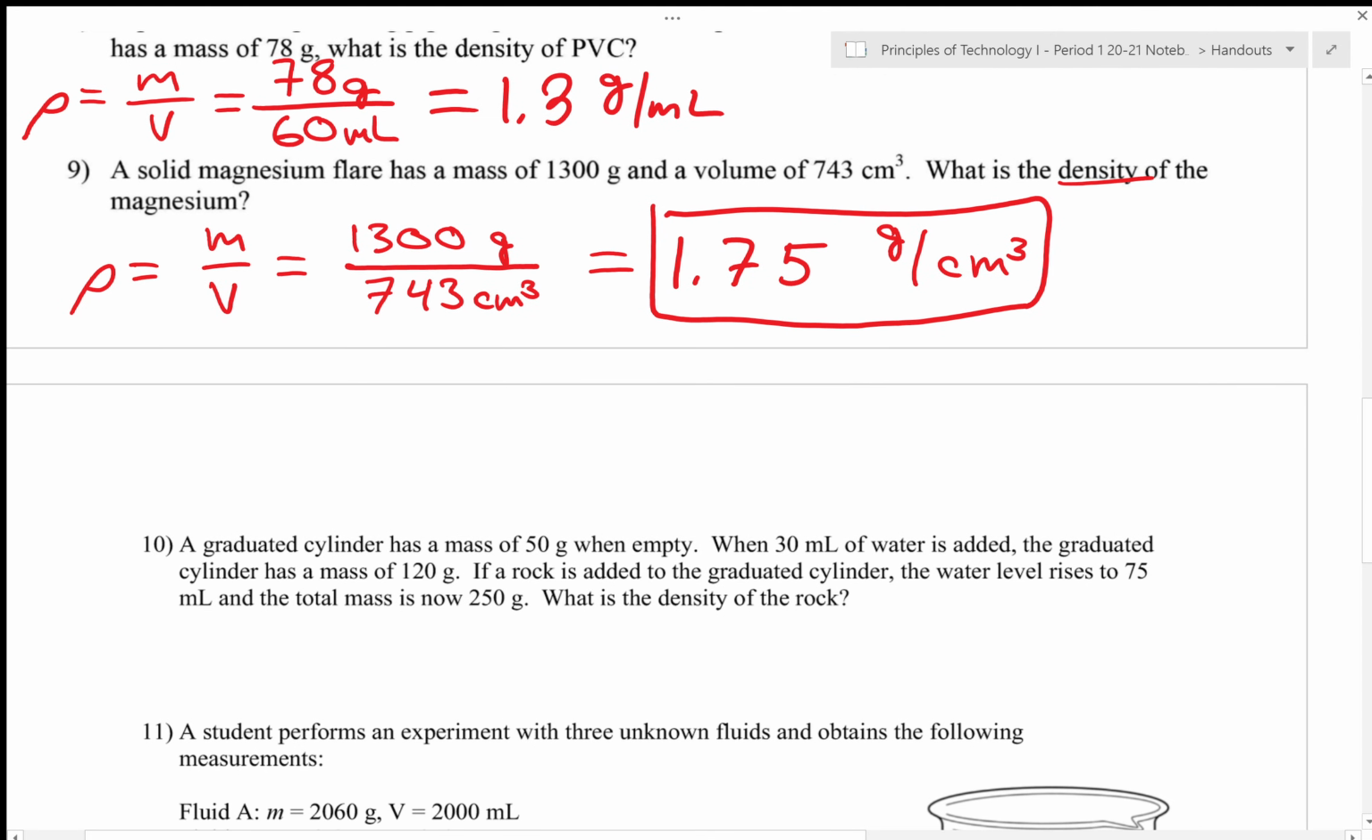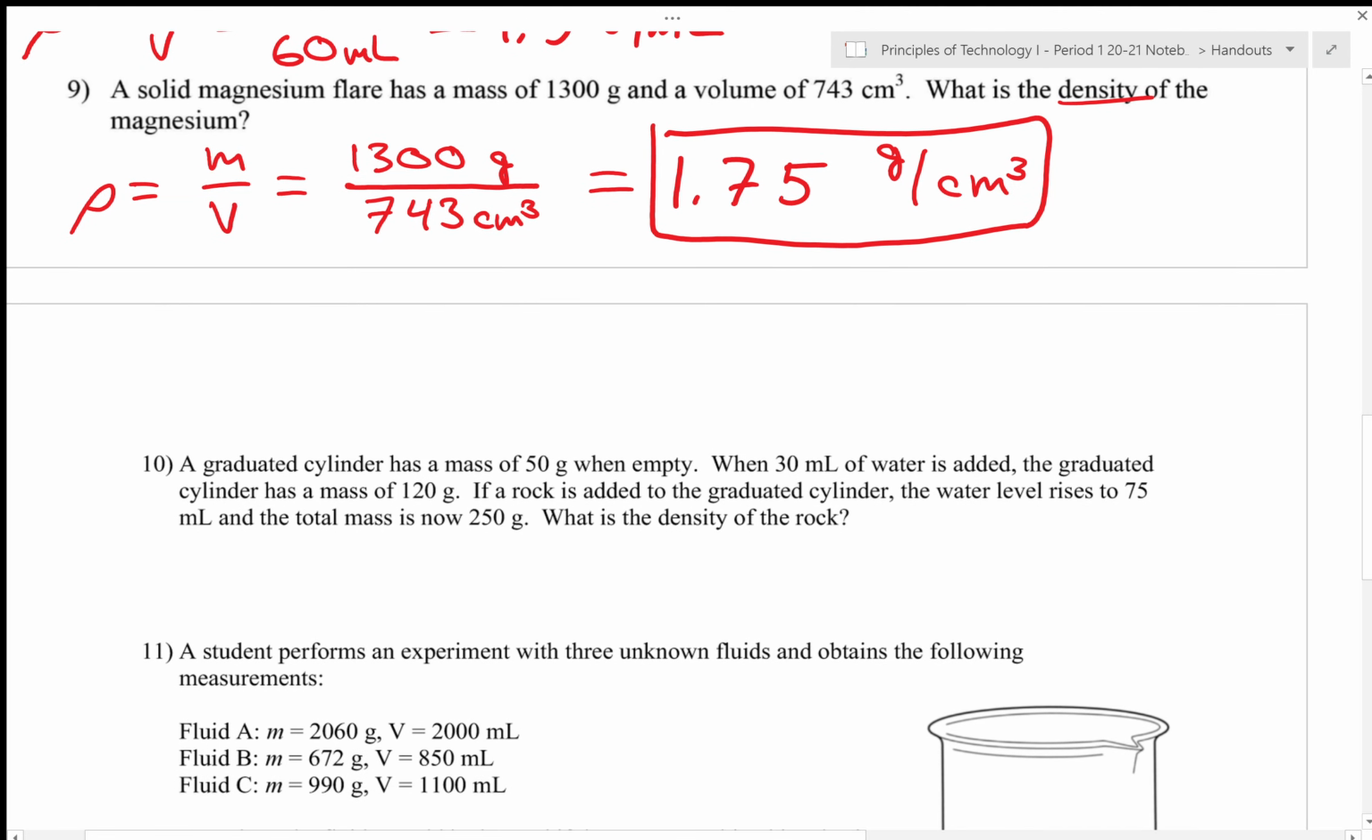A graduated cylinder has a mass of 50 grams when empty. When 30 milliliters of water is added, the graduated cylinder has a mass of 120 grams. If a rock is added to the graduated cylinder, the water level rises to 75 milliliters, and the total mass is now 250 grams. What is the density of the rock? So using the equation density is equal to mass divided by volume, we want to find the mass of the rock and the volume of the rock from the given information.